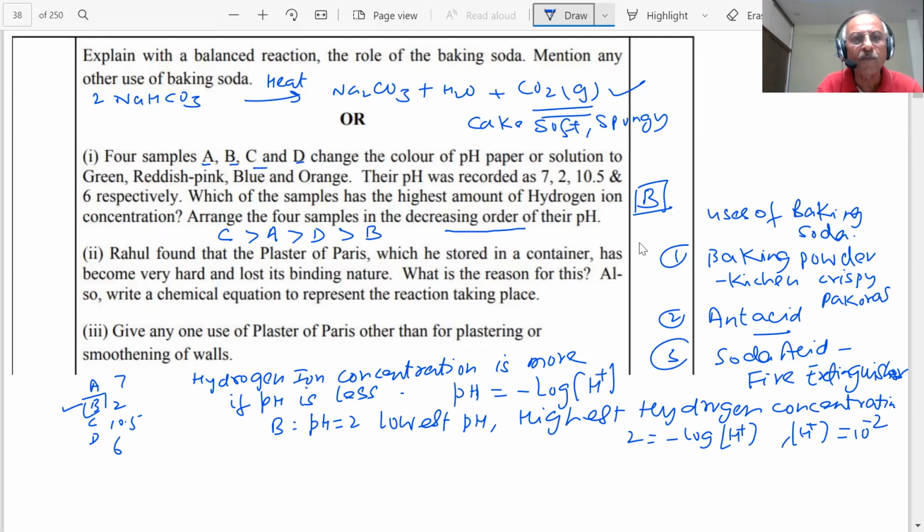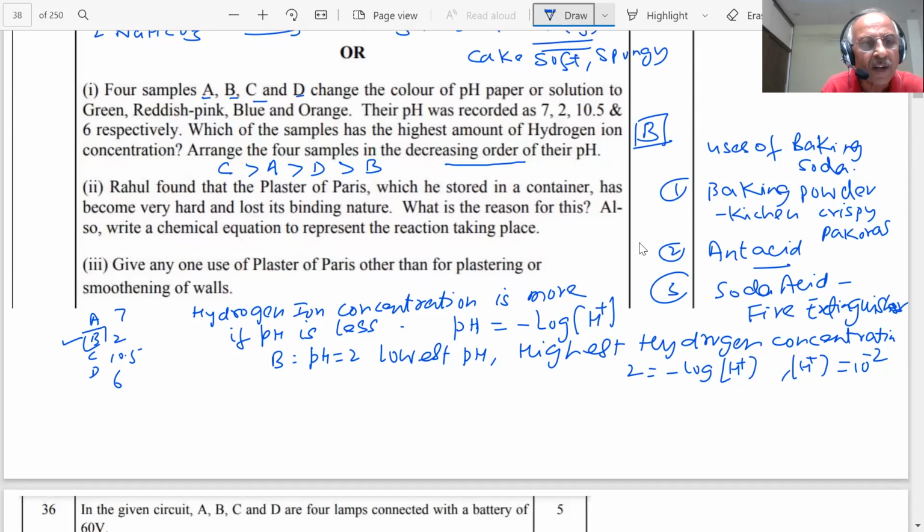Further, student, Rahul found that plaster of Paris, which is stored in a container, has become very hard and lost its binding nature. Student, what is the formula of plaster of Paris? CaSO4 half H2O. Calcium sulfate hemihydrate. This is the plaster of Paris.